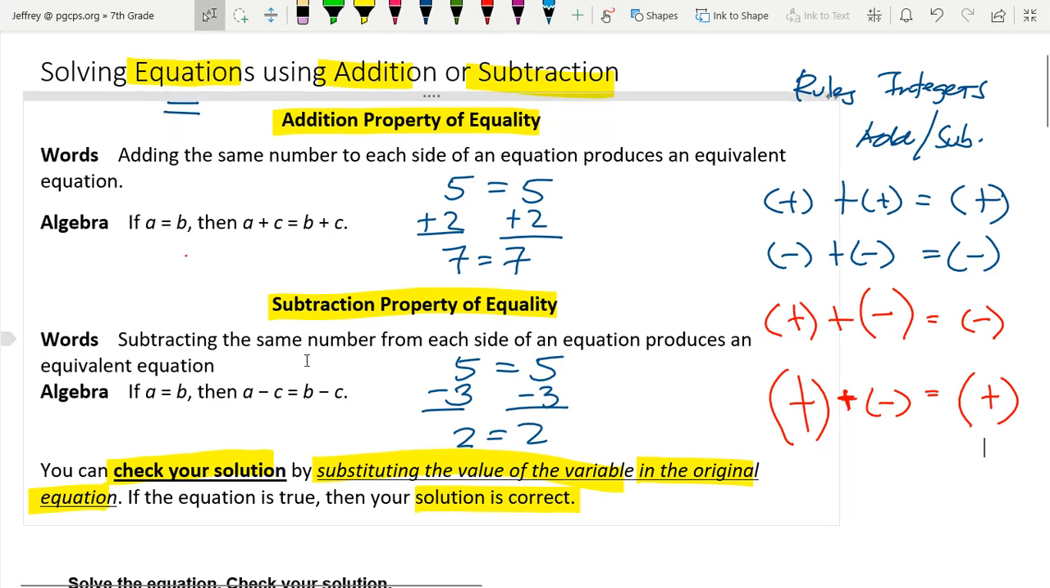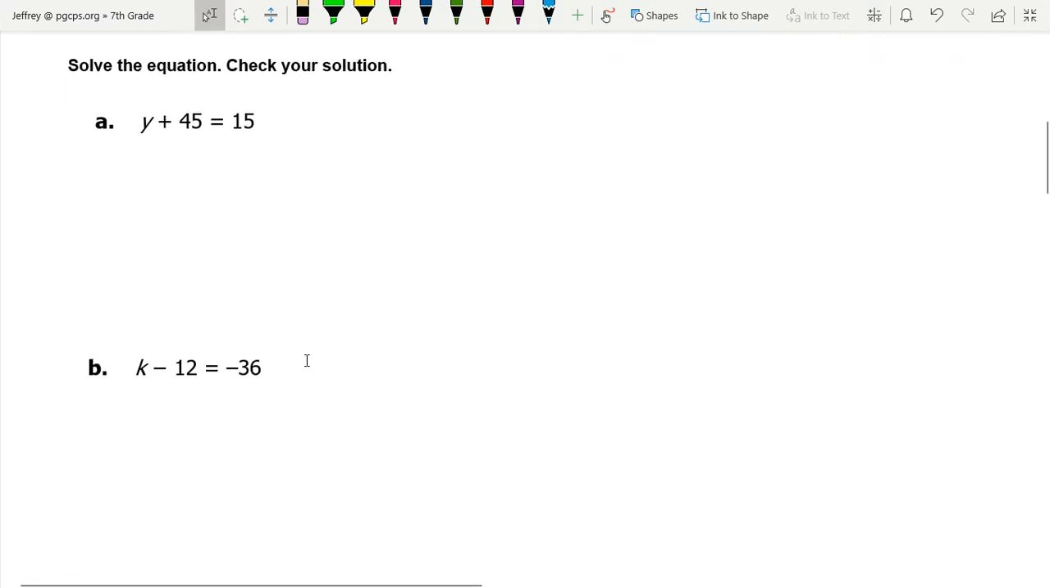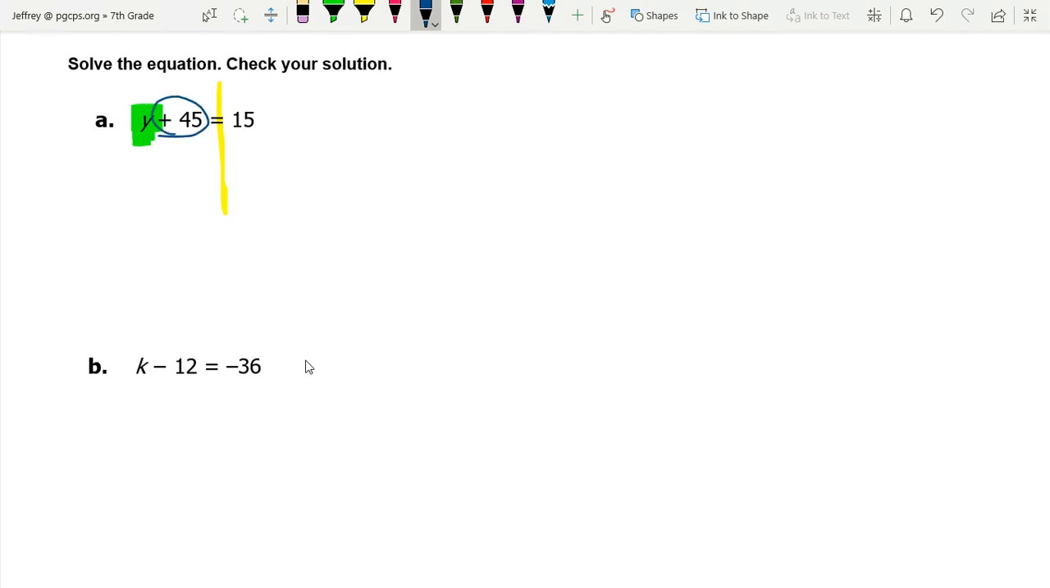So let's start with number 1. Solve the equation and then check your solution. Now remember, there's two sides of the equation. Side A, where the variable is, and side B. Now, our goal is to isolate the variable, to solve for y. What is y? Now, step 1 is to undo plus 45.